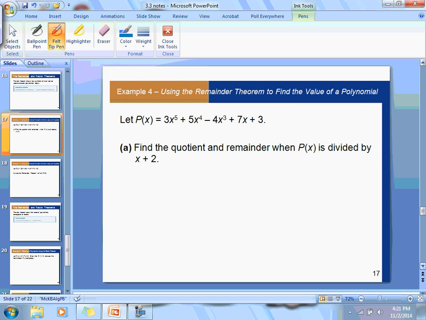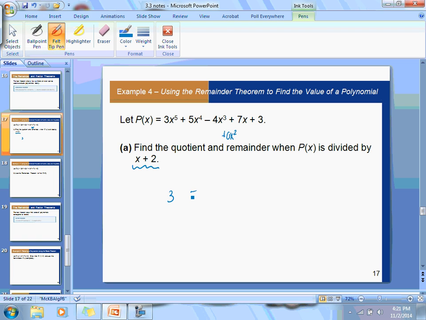Okay. So for part A here, it says to find the quotient and the remainder when your polynomial is divided by x plus 2. Now, here again, we have a binomial that we're dividing by. So that means I can use synthetic division, which is good. So this is going to go really fast. Because here's my huge polynomial that I have to divide. It's a 5th degree. Then I have the 4 and the 3. I don't have my x squared, so I need a 0x squared in there. And then my 7x, and then my 3.